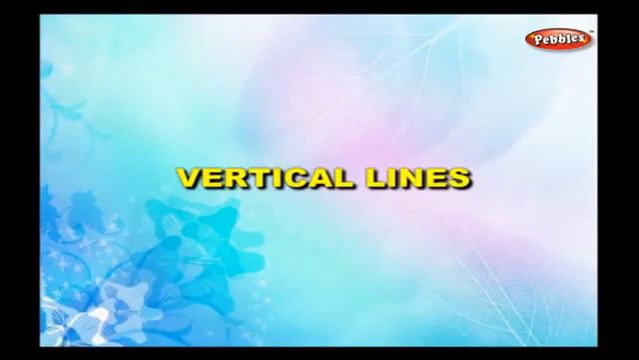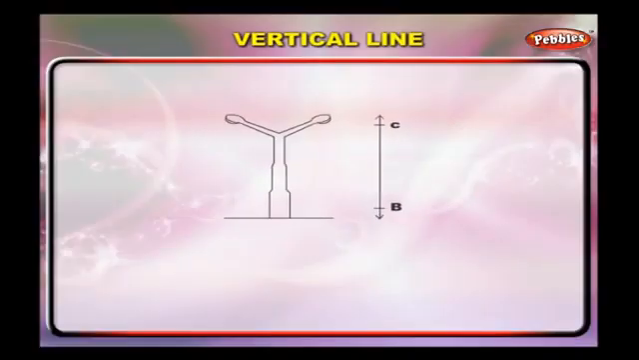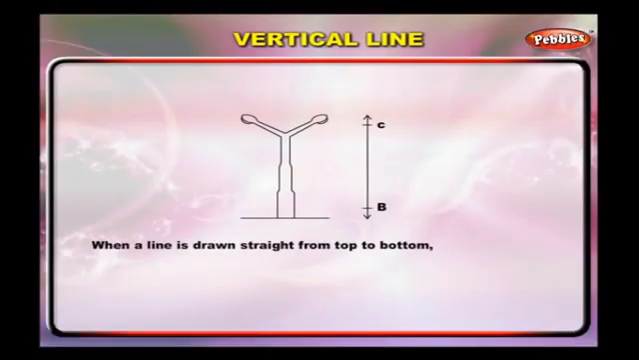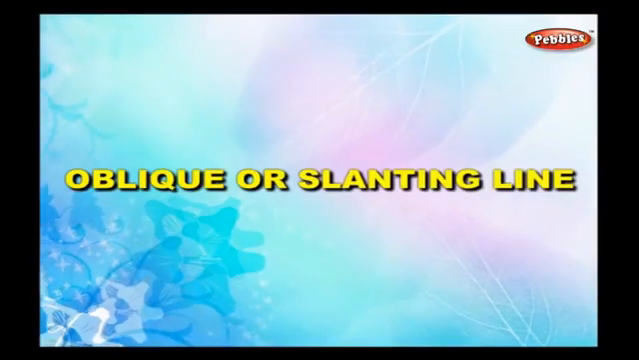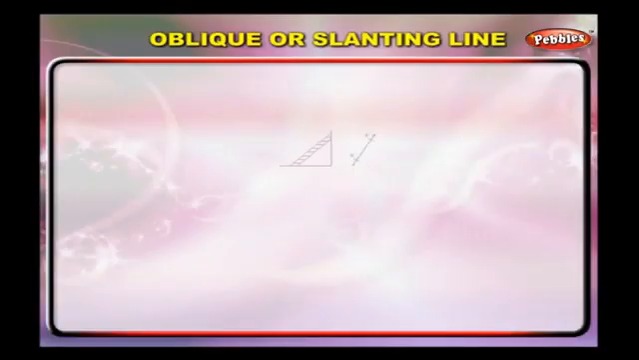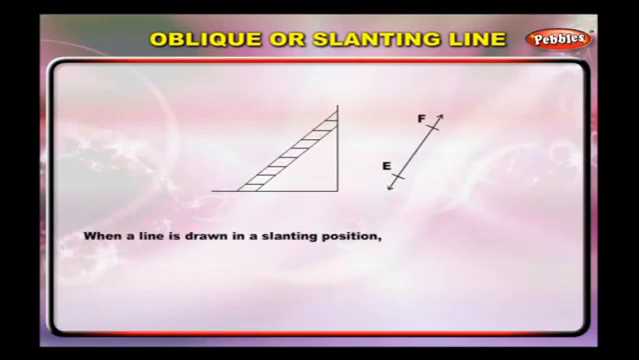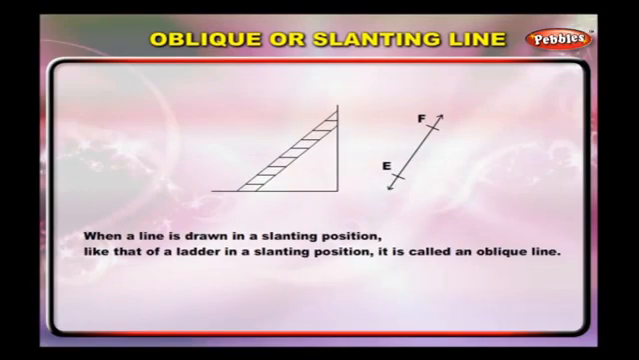Vertical lines. When a line is drawn straight from top to bottom like a pole standing in a ground, it is called a vertical line. In this figure, the line CB is a vertical line. Oblique or slanting line. When a line is drawn in a slanting position like that of a ladder in a slanting position, it is called an oblique line. In this figure, line EF is an oblique line.